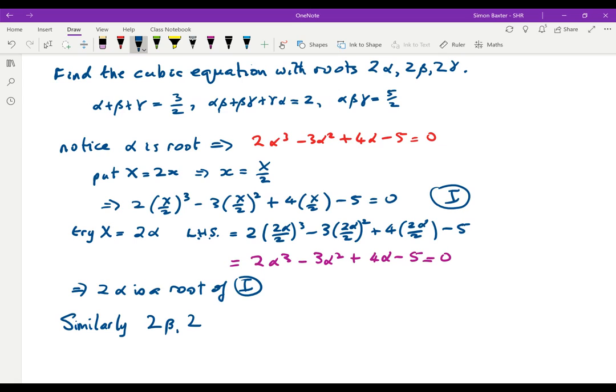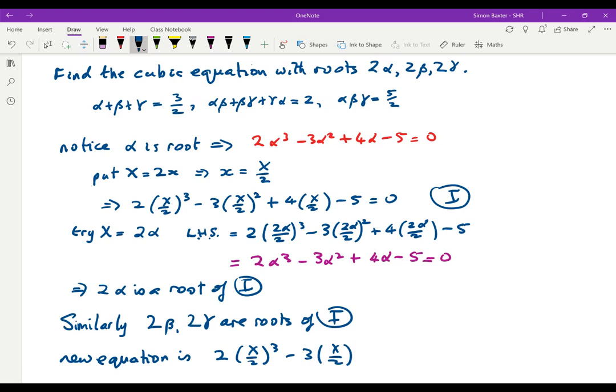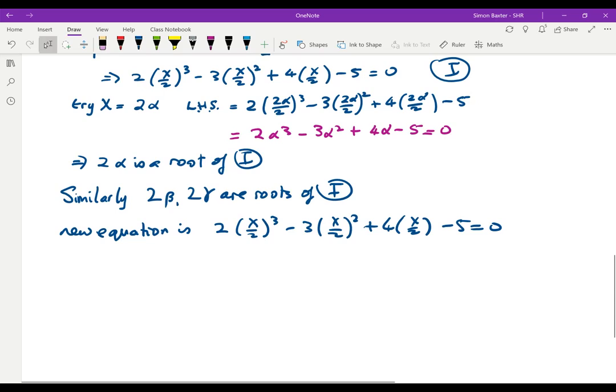Similarly, 2 beta, 2 gamma are roots of 1. So my new equation is 2 times x over 2 cubed minus 3 times x over 2 squared plus 4 times x over 2 minus 5 is 0. And if we just multiply both sides of that by 4, we will get x cubed minus 3x squared plus 8x minus 20. So there is the new equation, which has roots 2 alpha, 2 beta, and 2 gamma.